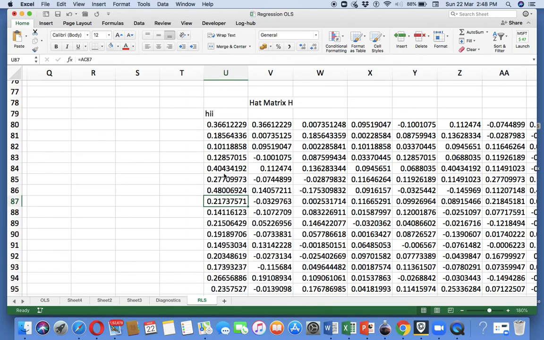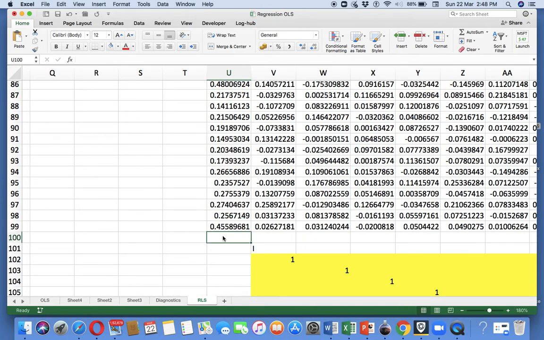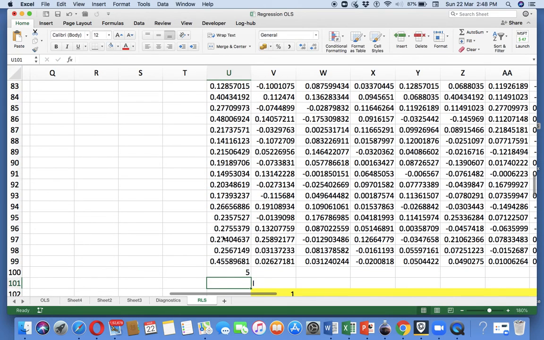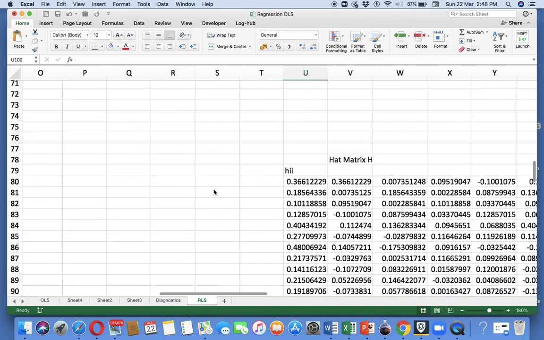When you add up the diagonal elements, you will get the number of parameters in the regression. So if you add up the elements of the hat matrix, you get 5, which is the number of parameters in our regression.